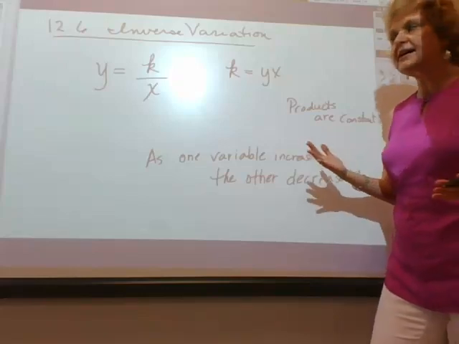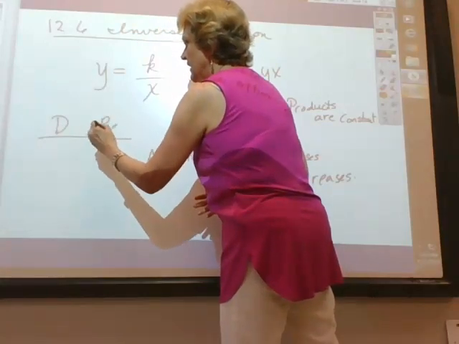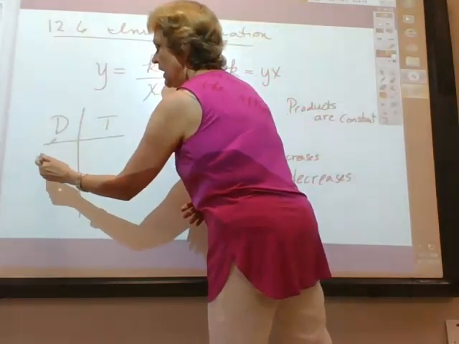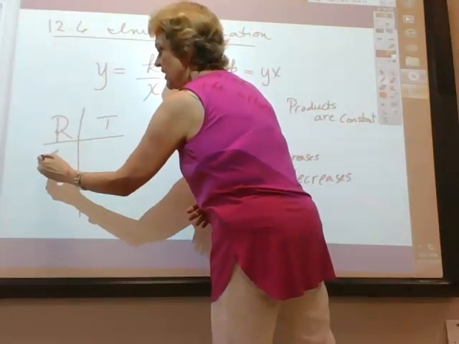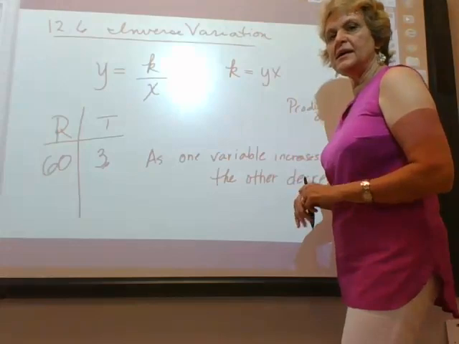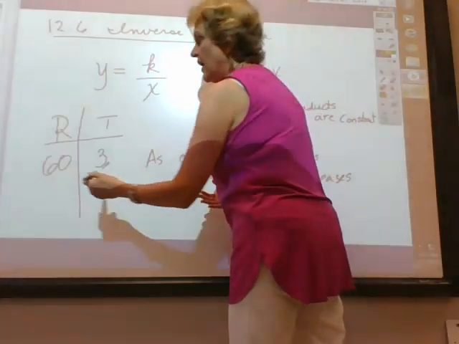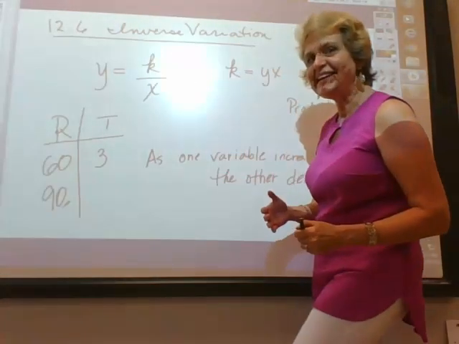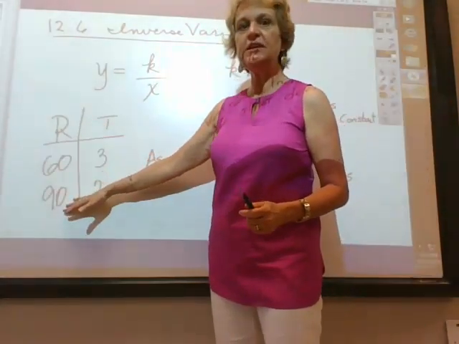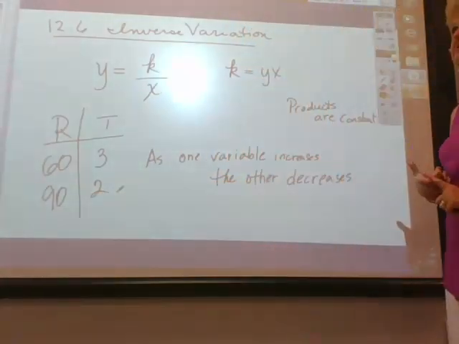So if we said that, the distance and the time that it took to drive, the rate. If I was driving 60 miles an hour for 3 hours, okay, I'd be getting 180 miles. So if I increase my speed to 90, it's only going to take me 2 hours, right? So as one variable increased, the other decreased, okay? So that's the kind of deal we're working with in inverse variation.